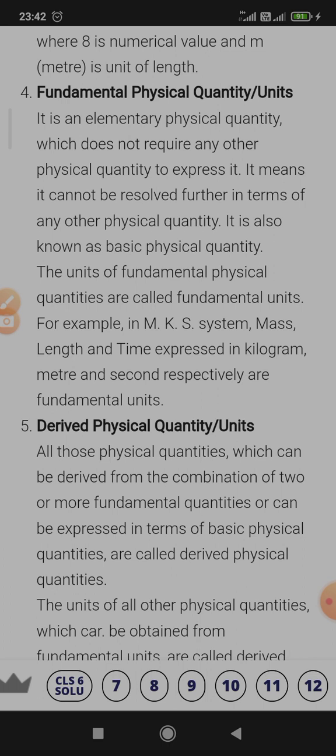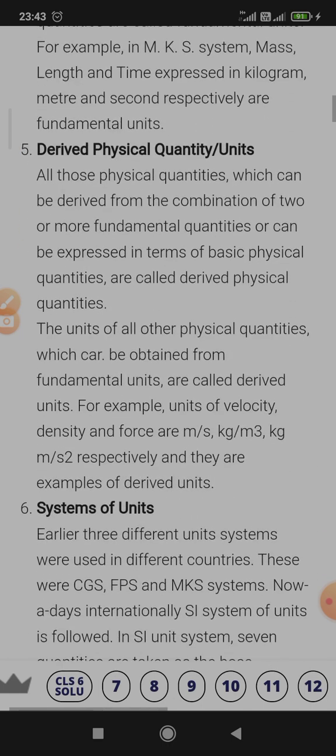Fundamental physical quantity or unit is an elementary physical quantity which does not require any other physical quantity to express it. It means it cannot be resolved further in terms of any other physical quantity. It is also known as basic physical quantity. Units of fundamental physical quantities are known as fundamental units. For example, in MKS system, mass, length, and time expressed in kilogram, meter, and second respectively are fundamental units.